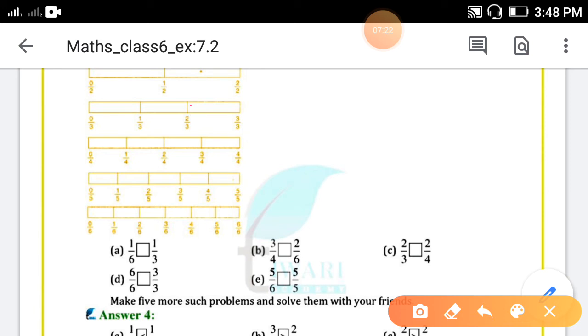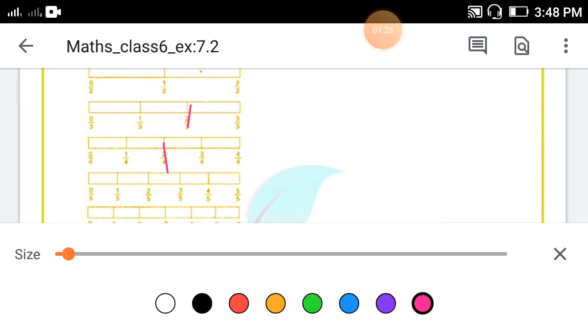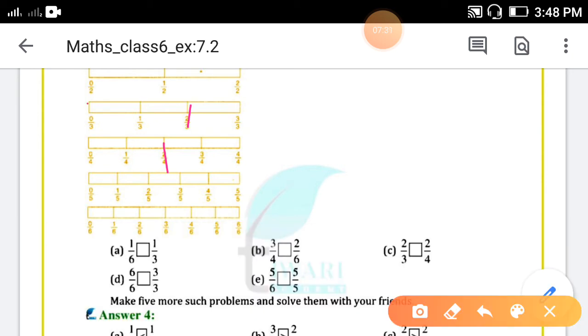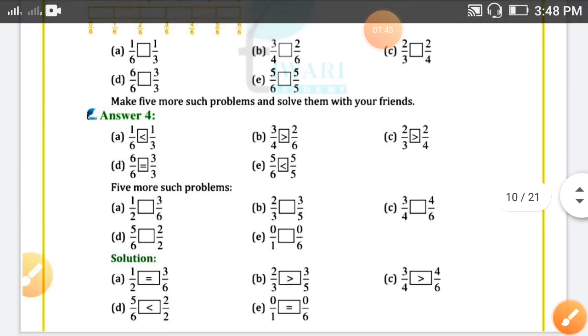So you have to put the greater than sign here. 2 by 3 and 2 by 4. So 2 by 3 is greater than 2 by 4. You have to see 0 to 2 by 4. This distance is greater than the second one. Okay, so this sign you have to put. Then D and E, same way you have to follow. So that is homework.